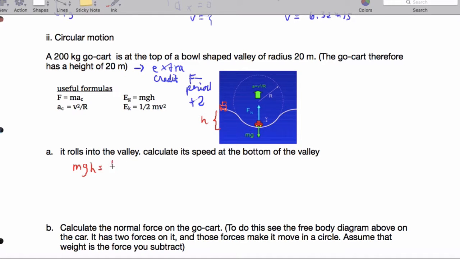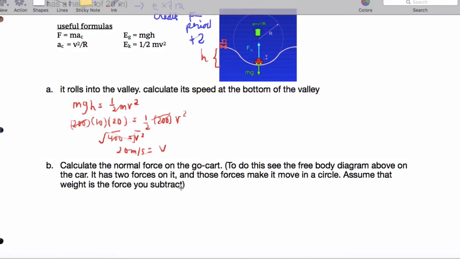mgh equals 1/2 mv squared. I'm just using conservation of energy, right? So I've got all this height here. That's gravitational energy. Then it gets converted into kinetic energy right at the bottom. Don't make it a huge deal. So here I got 200 times 10 times my height, which is 20, equals 1/2 times 200 times v squared. These actually cancel. Isn't that nice? And then I'm going to end up getting 400 is v squared. When I square root both sides, I'm going to get 20 meters per second is our speed.